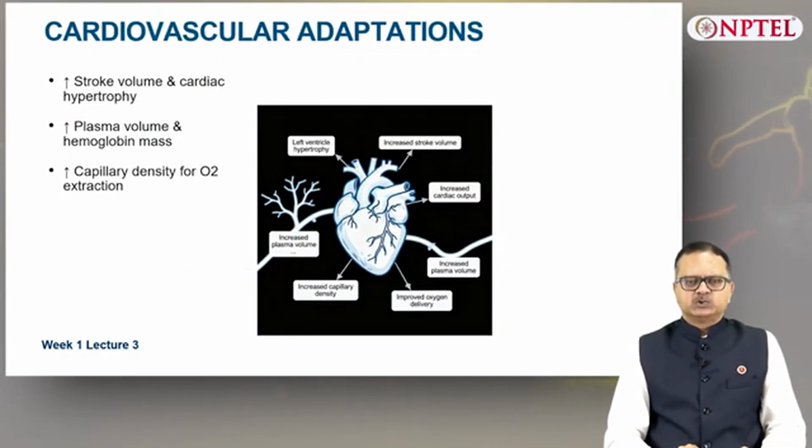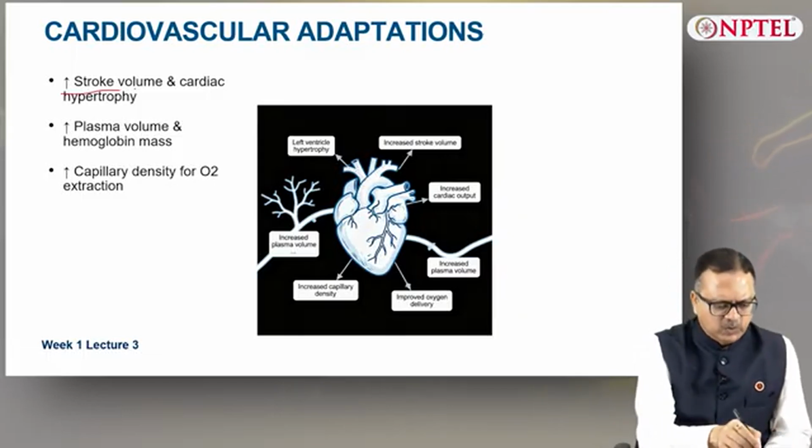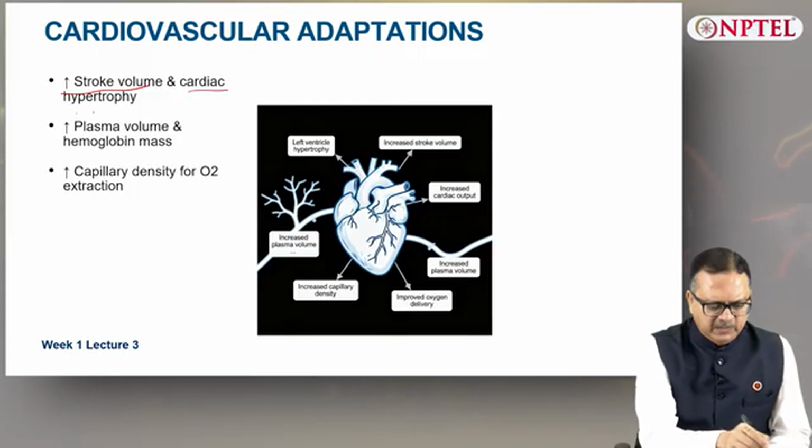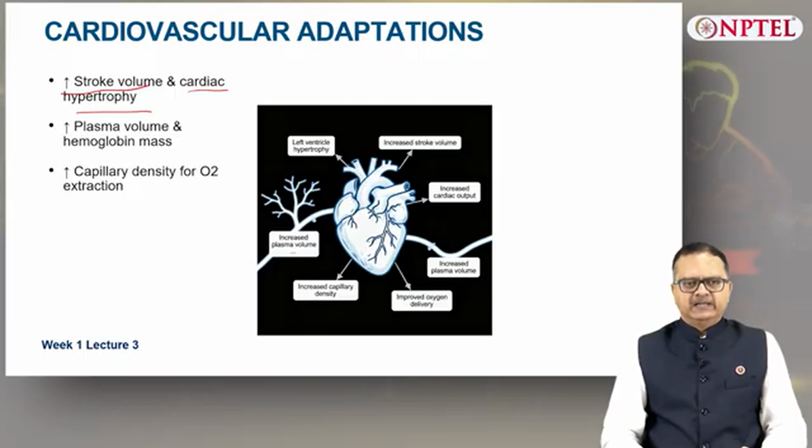There are some adaptations to the cardiovascular system. There will be an increase in stroke volume and there will be cardiac hypertrophy, more seen in the left ventricle. There will be an increase in plasma volume and in hemoglobin mass. And there will be an increase in the capillary density for extraction of the oxygen.